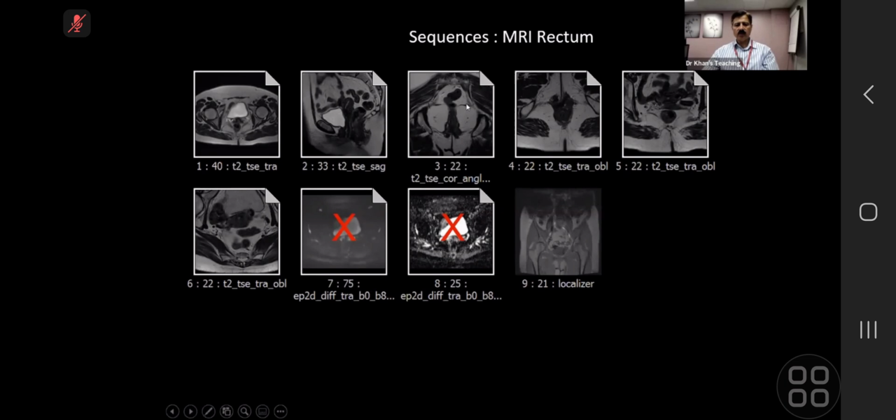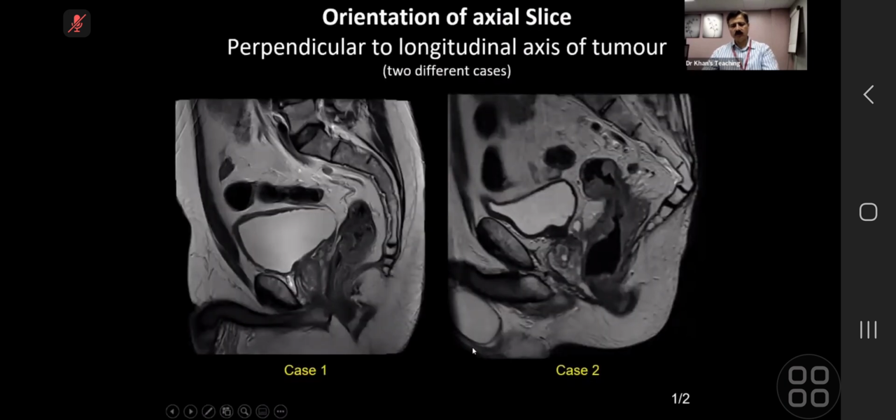Now on MR, these are the sequences. We do large field of view T2s, so the pelvis etc. is seen in a large field of view. Then we do small field of view. I'll come back to the small field of view subsequently. We used to do some diffusion weighted also a few years ago. Nowadays, studies have told us that there is no significant role of diffusion, and in our department we have discontinued, and I believe most of the departments have discontinued diffusion in rectal carcinoma.